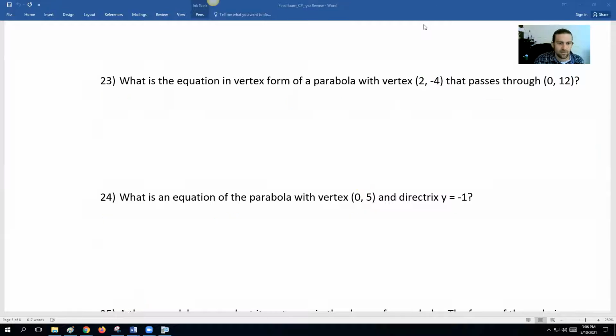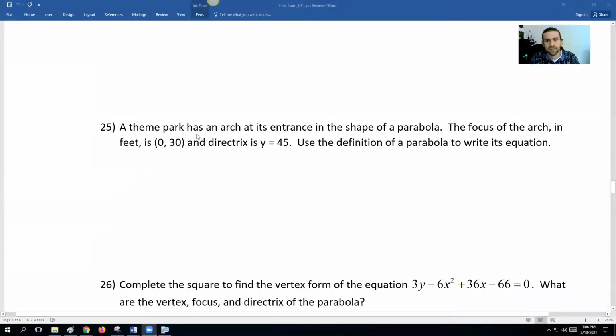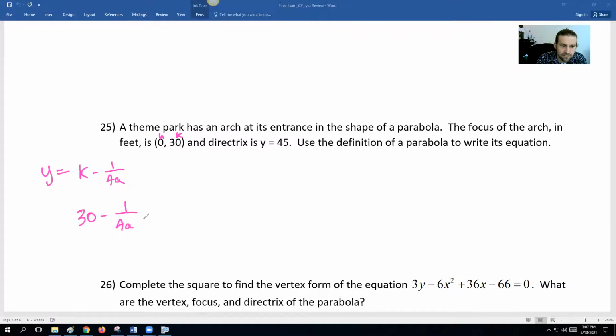Okay. Moving along here. Okay, next, the theme park has an arch-shaped parabola. All right, so same thing. We know the vertex here, and that we know the equation for the directrix. Okay, so here's our h and our k. K minus 1 over 4a. All right, so if we know k is 30 minus 1 over 4a, we can set this equal to the directrix value of 45. All right, so we get -1 over 4a is equal to, if we subtract 30 from 45, that's 15.